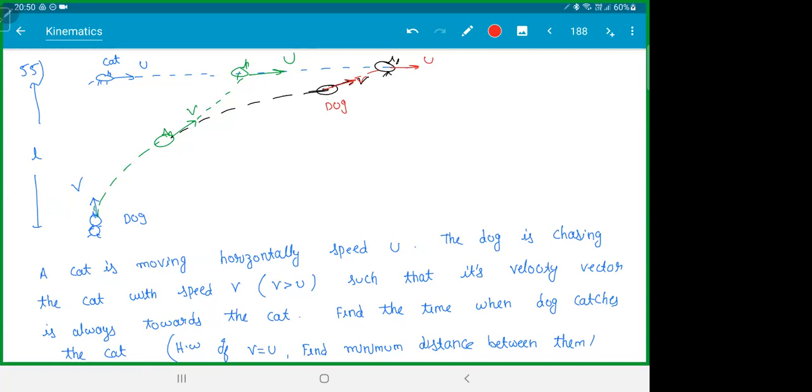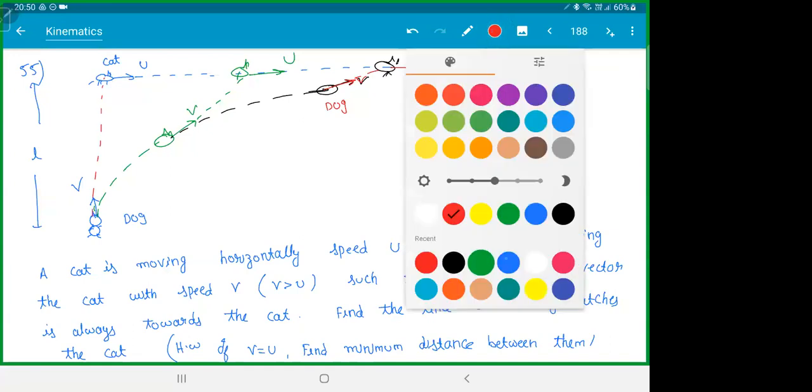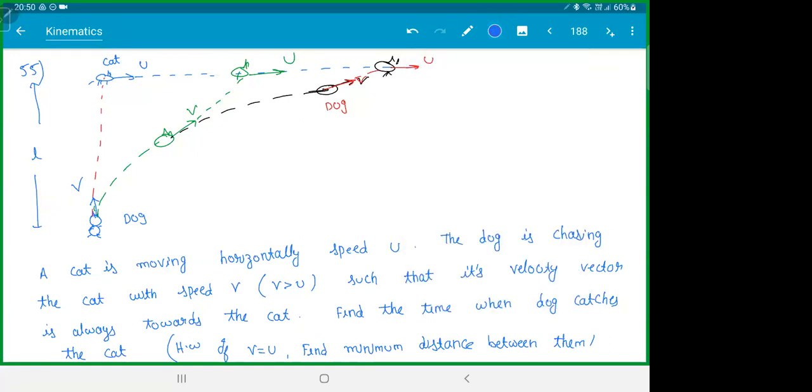The speed of the cat is u, the speed of the dog is v, and the initial distance between them is L. So the question is, find the time when the dog catches the cat. This is a good one. It's a standard one, but it is slightly complex. You should know how to do this beforehand. But give it a try for a minute and then I'll show you how to do it. There's only one way to do this problem, and you need to remember how to do it.